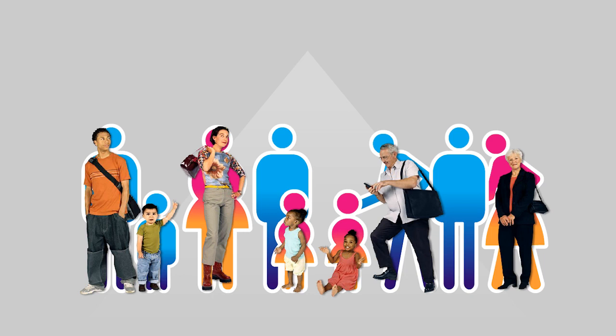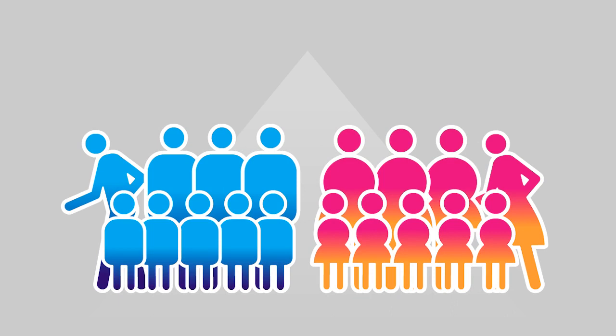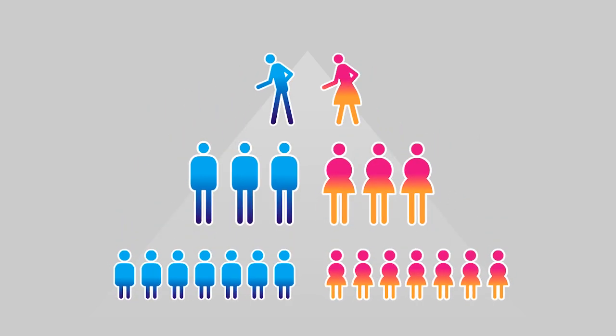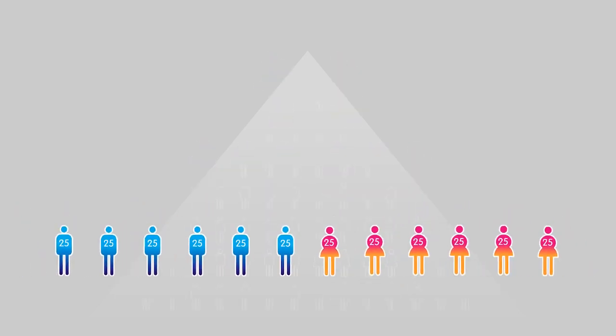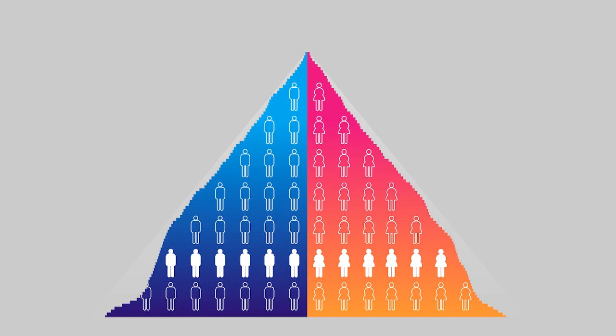Firstly, how do we build one? We start by sorting. Men on one side and women on the other. Then we continue by sorting according to age bracket, with the youngest being placed at the bottom. For example, all 25-year-old men will be put on the same level. And we count them. This is what we get once we've finished.